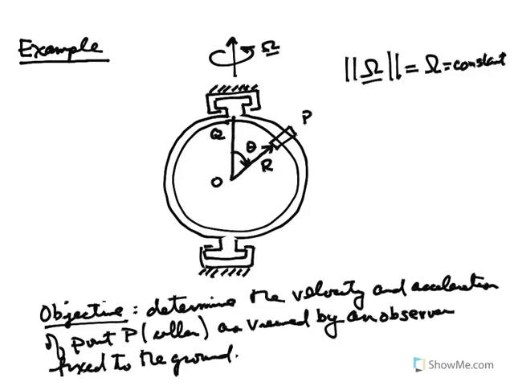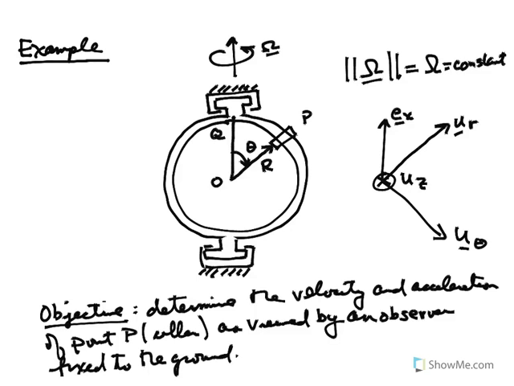Actually, let's draw the picture here. So EX is this direction that's along omega, which is also up. UR is the direction along OP, and then U theta is the direction orthogonal to that, and UZ is the direction into the page in this diagram, which also is equal to EZ. And because we're actually going to need it a little bit later, I'm going to draw the direction negative U theta. Negative U theta is given here.